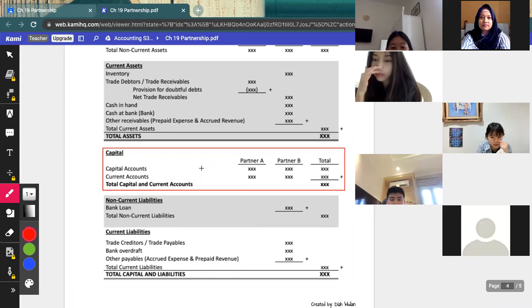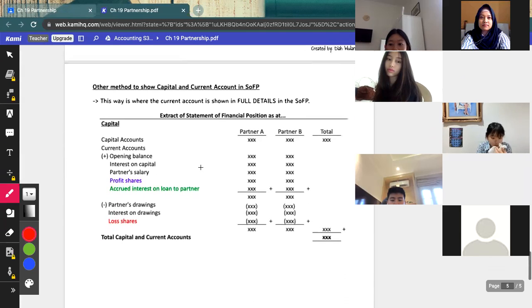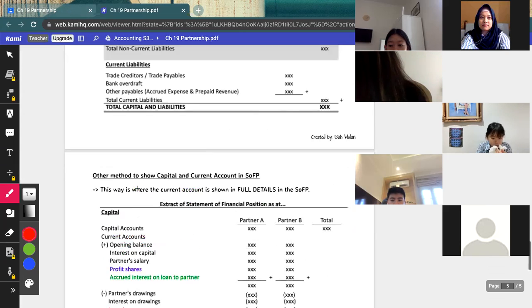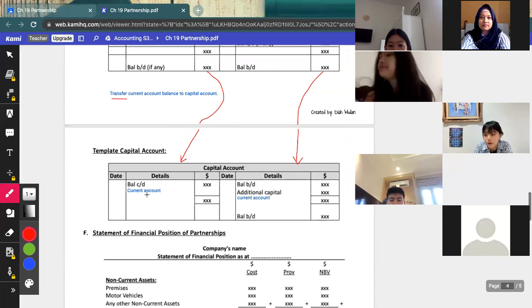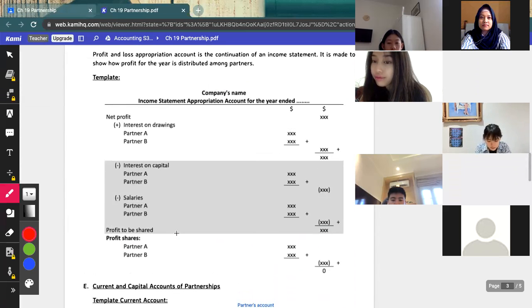It is really, really rare where you have to show all of them. So once again, either you are required to do extraction for capital account, or you are required to do T accounts of capital and current. But most importantly, the appropriation account is almost always questioned.